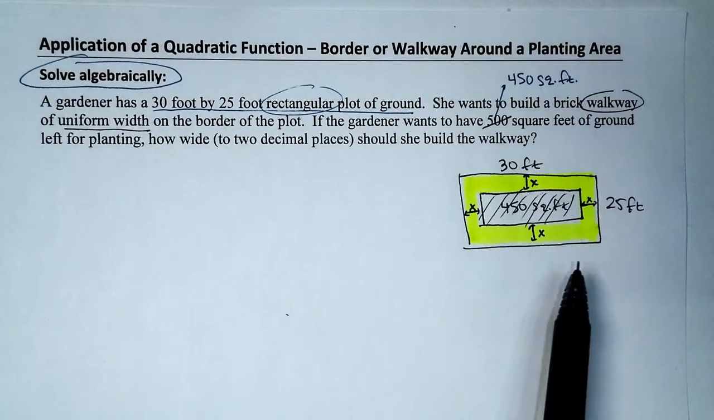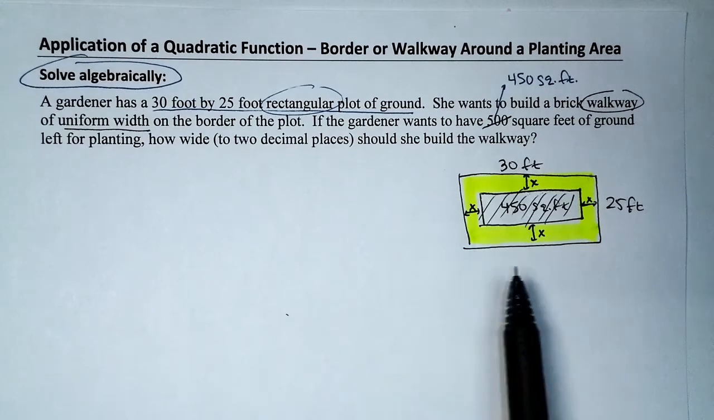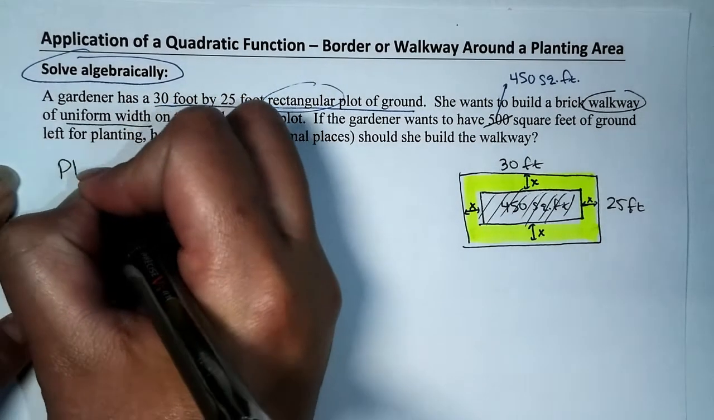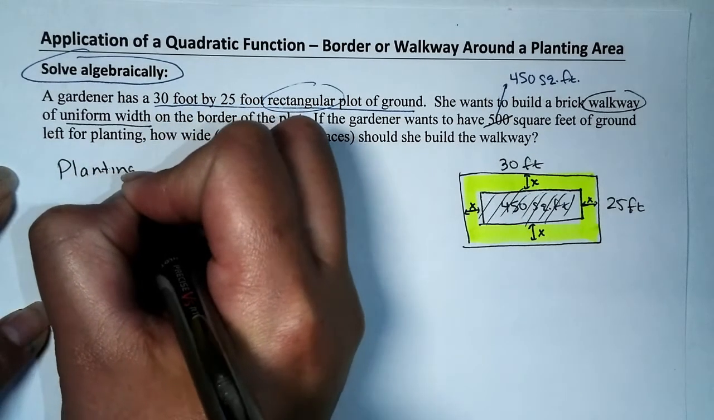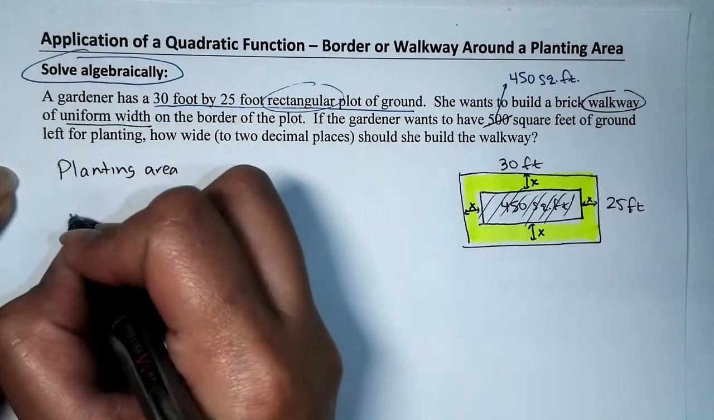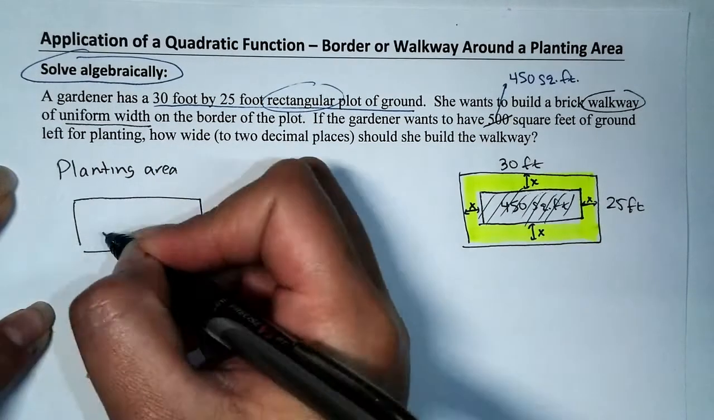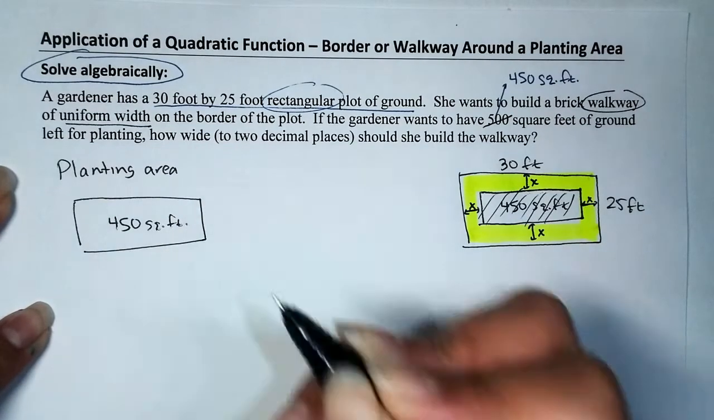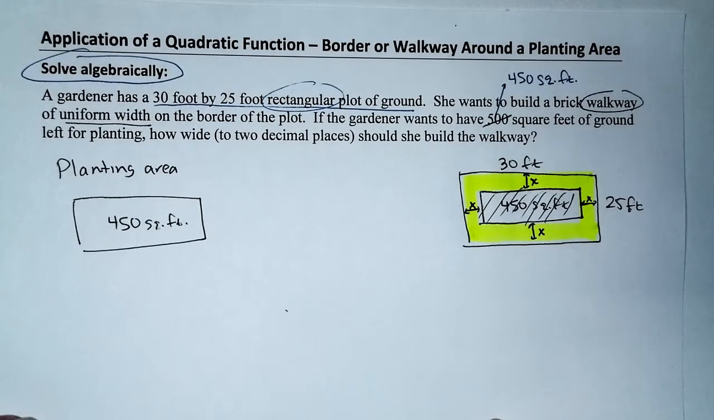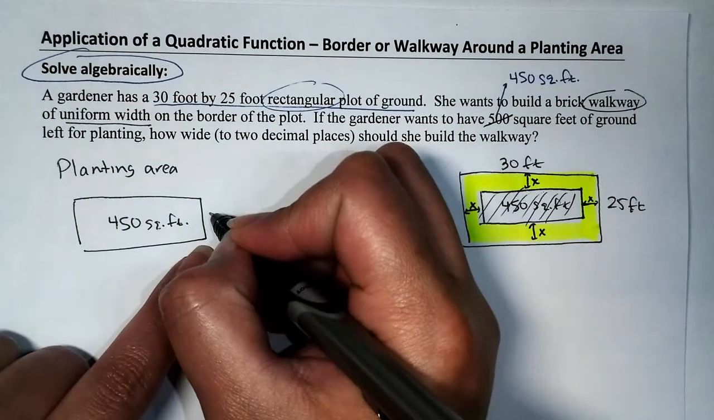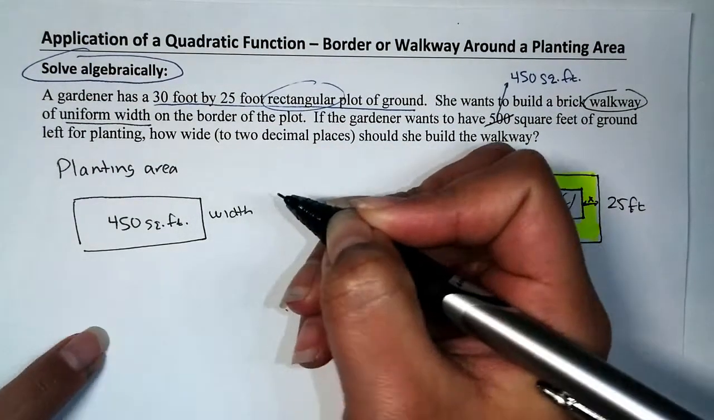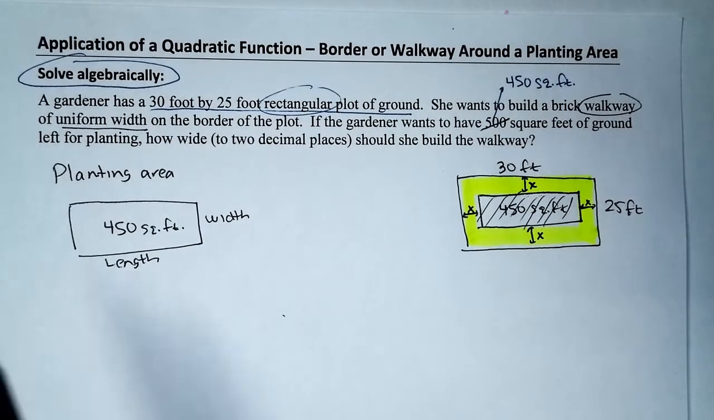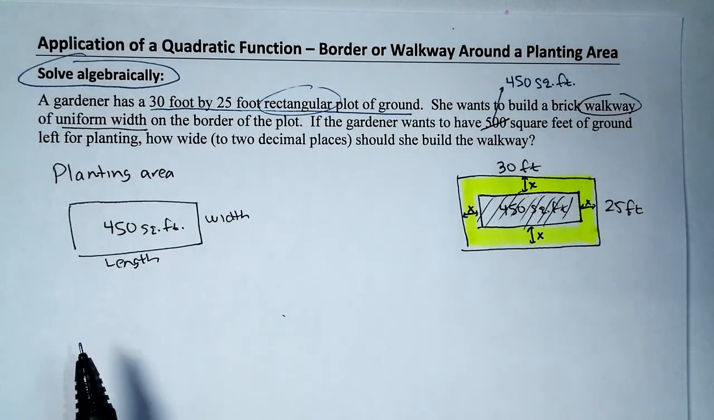Okay, so this is like in my way, so I'm gonna go ahead and transpose the planting area only. Okay, so I'm gonna put planting area. I know that the planting area should be 450 square feet. Cool, fantastic. And it would be nice if we wrote down the dimensions, the width and then the length. All right. So now I want to know what is the length and width of the planting area.